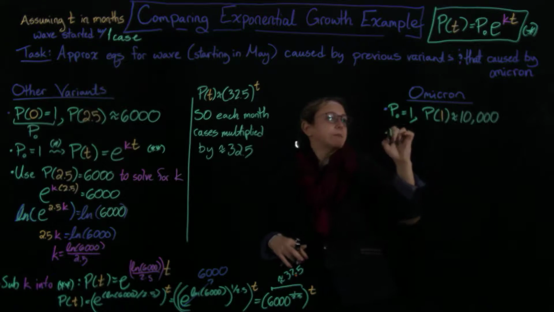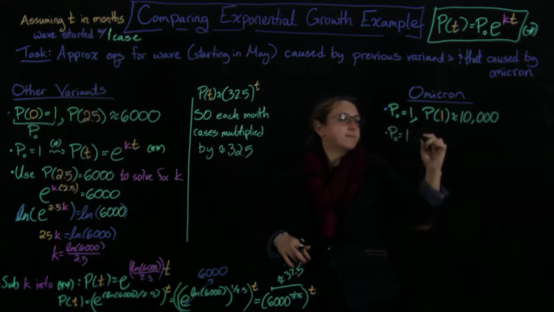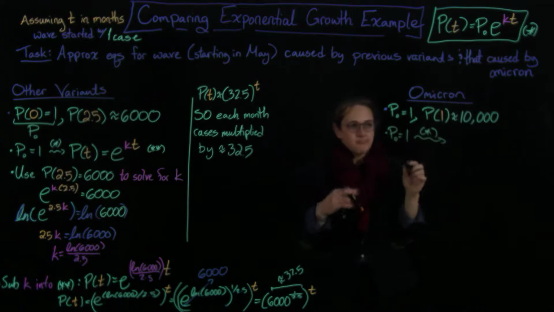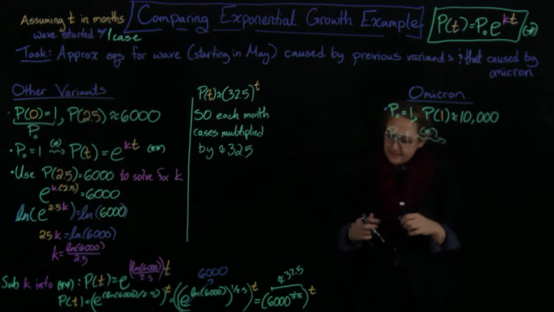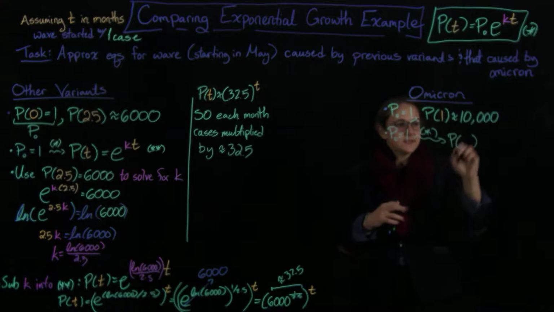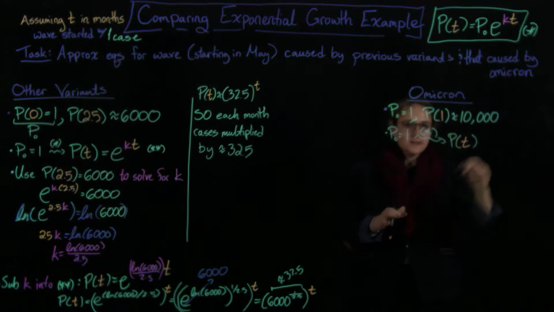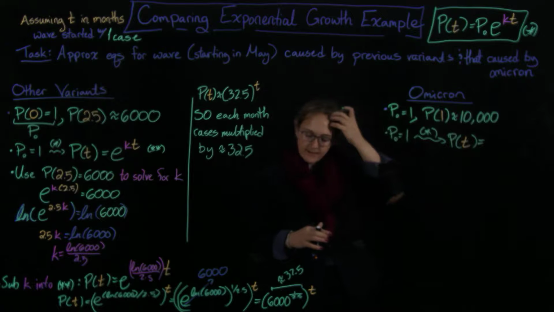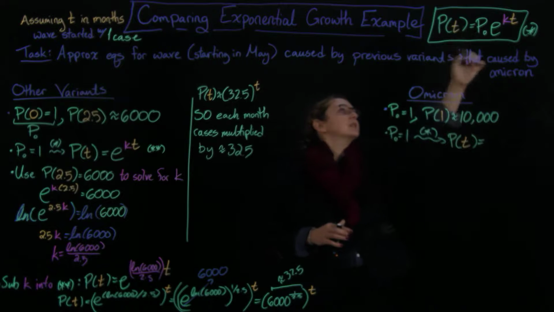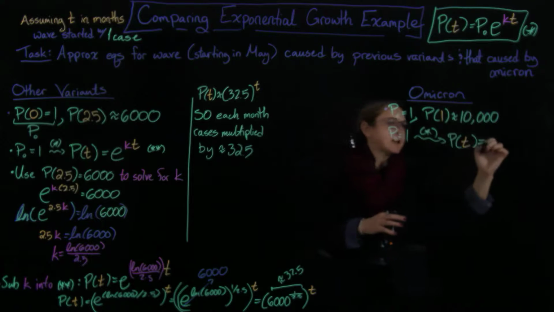So the fact that P of 0 is equal to 1, when we put that into our equation star from up there again, that's going to give us that our function can now be written P of t is equal to, and then we just put in our P naught there as 1, so that just drops out, and we get e to the kt.